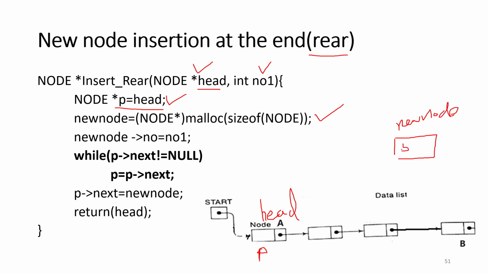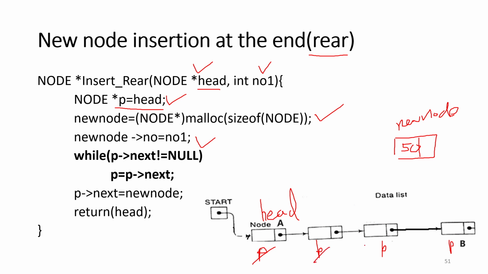And the data to be placed here is 50. This step is over. Now I have to bring this to here. How? Just check whether the link field is null or not. P of link is not null, so go to the next step. P of link is not null, go to the next step. P of link is null. That means you reached the end node.